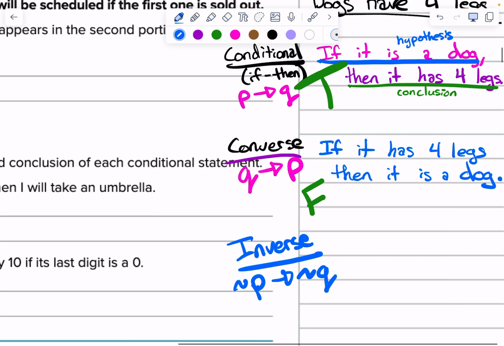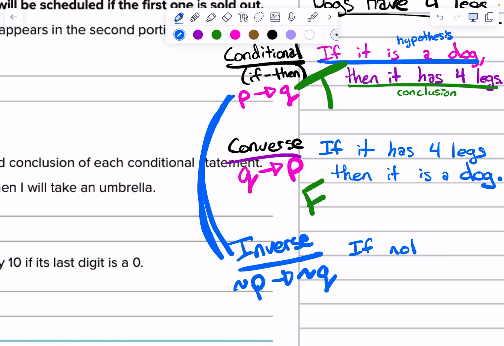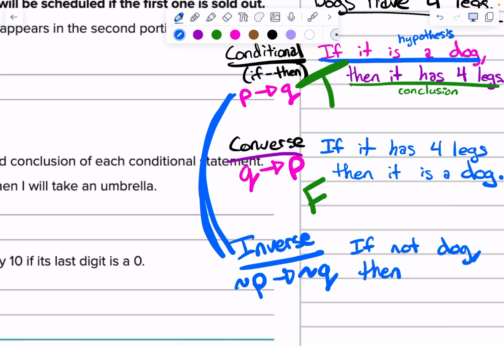That squiggle means not P. So it's the same order as the conditional, but not in front of it. So take this and make it not. If what? If not a dog, then not 4 legs. I'm just paraphrasing: if it's not a dog, then it does not have 4 legs.